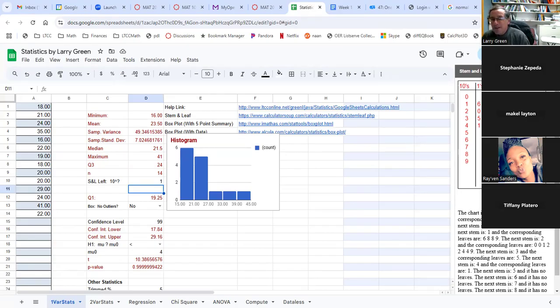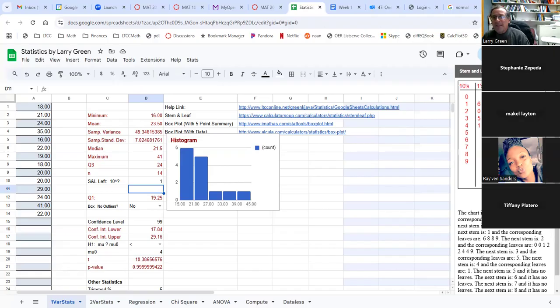So from the stem and leaf diagram, you can see exactly what the data values were. Whereas with the other plots, you weren't able to get the exact data values. You only got ranges. But with the stem and leaf, you get the numbers, you get the values.